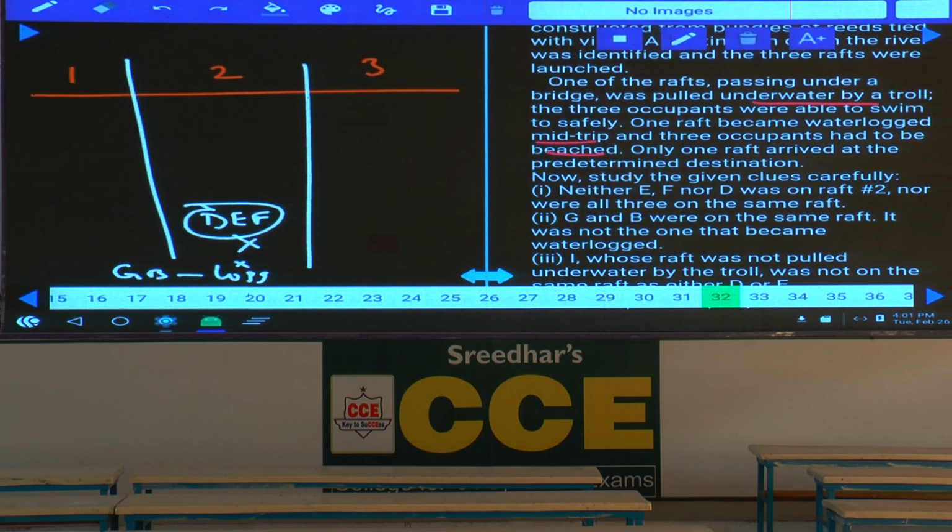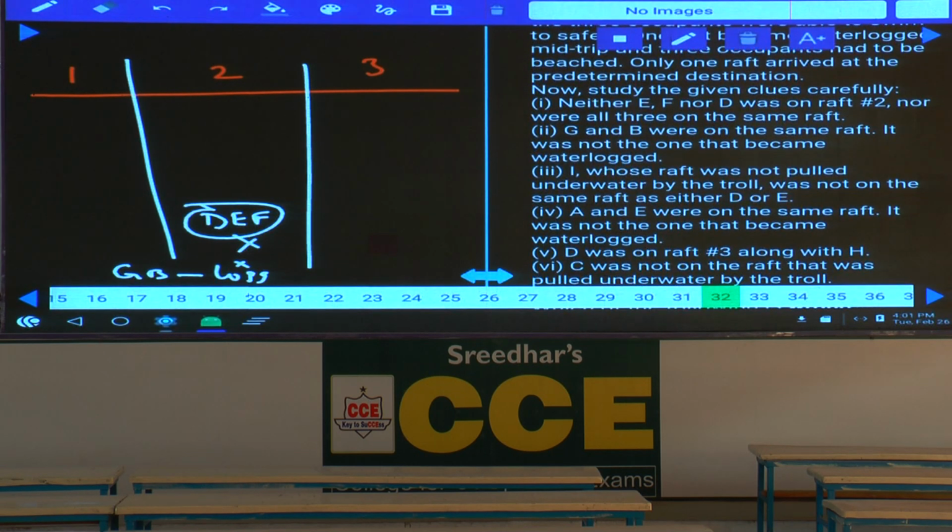I, whose raft was not pulled underwater by the trawl, was not on the same raft as D and E. I is not along with D and E. Not I whose raft was pulled underwater by the trawl, okay? I's raft was not pulled underwater by the trawl.